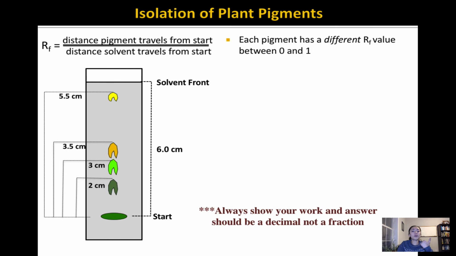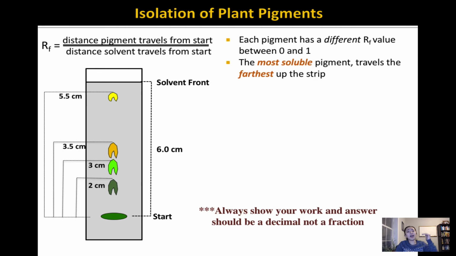One thing to remember is that each pigment has a different RF value between 0 and 1. So if your RF value is less than 0 or greater than 1, you did something wrong. The most soluble pigment travels the farthest up the strip, so it's going to have a higher number, or a number closer to 1.